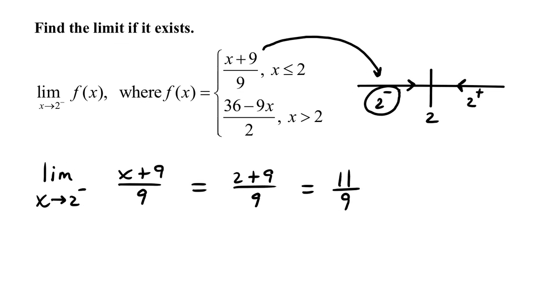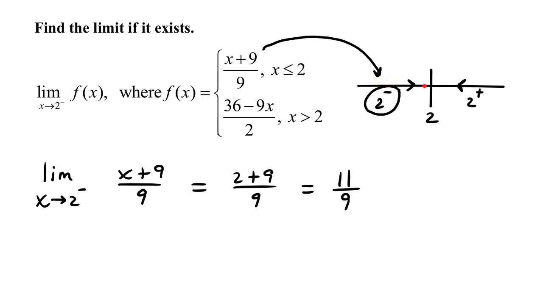Find the limit if it exists. This time we have a piecewise function. We're looking for the limit as x approaches 2 from the left for this particular function. The top piece, x plus 9 over 9, is defined as long as your x value is less than or equal to 2. The bottom piece is used for x greater than 2. Since we are approaching 2 from the left, we're going to use the top piece because it's designated for x values that are less than or equal to 2, which can be found left of 2.